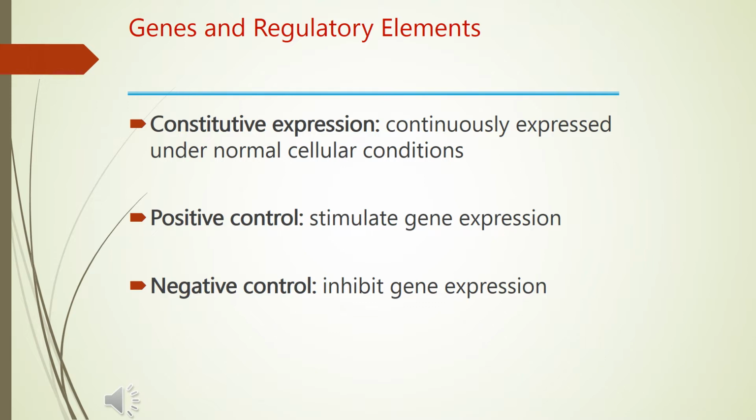Gene expression may be constitutive, that is, genes will be continuously expressed under normal cellular conditions. There is positive control. This means it will stimulate the expression of a gene, so it will enhance the expression of the gene. That is positive control. The next and the last one is negative control. Negative control means it will inhibit or interfere with gene expression, so it will try to switch off gene transcription and translation. In positive control, it will accelerate or enhance the activity of the gene. So these are the levels of gene expression and control by regulatory elements or regulatory genes.